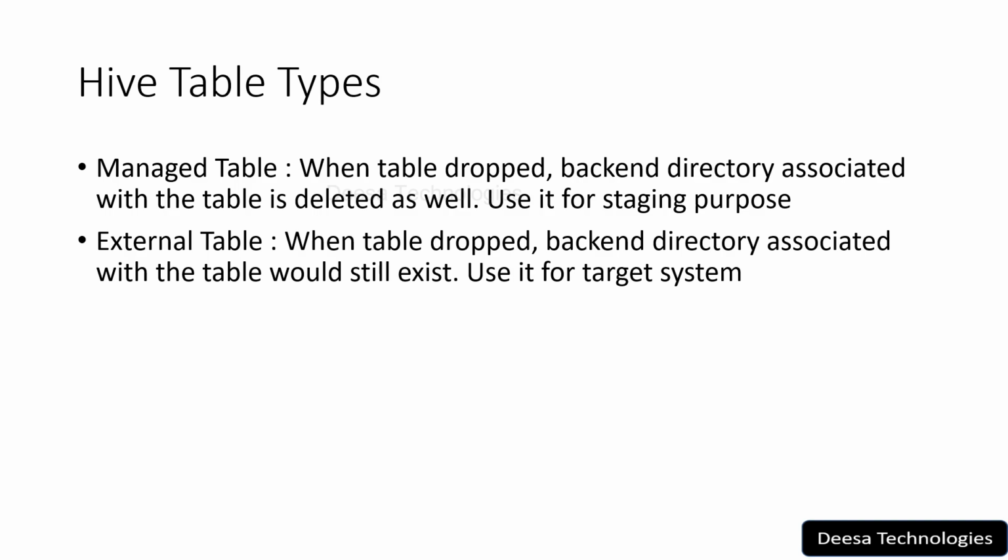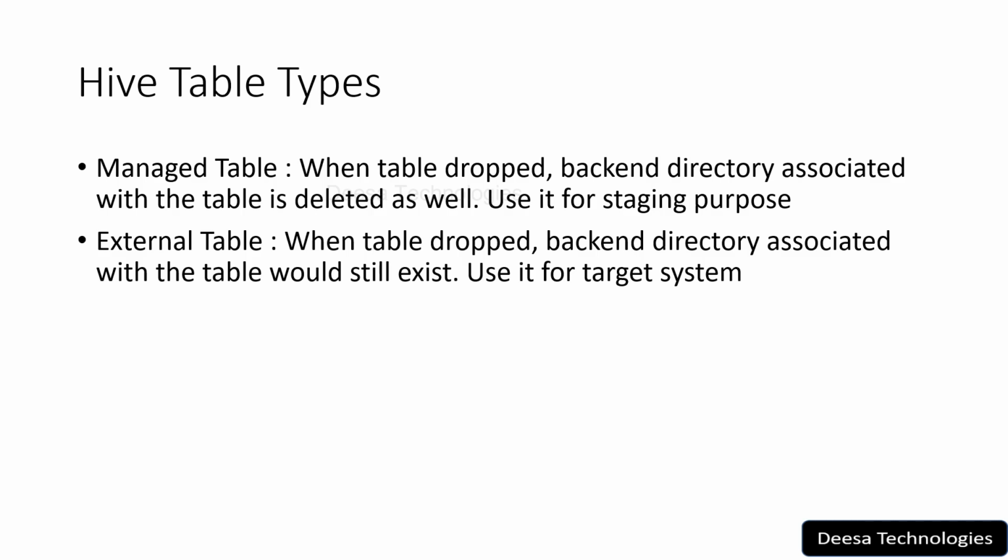Managed tables are the tables that we have been creating until now. What happens with a managed table is that when you drop it, the backend directory and the files associated with that table are deleted as well. We have seen this in the previous sections, where we dropped the managed table and saw how it impacted the file system in the backend. Generally, managed tables are used for staging purposes, where you store temporary data. Otherwise we don't use managed tables.